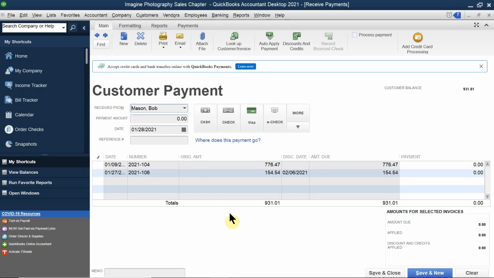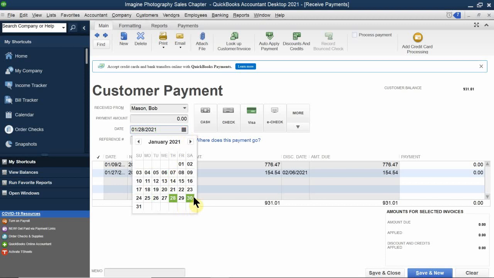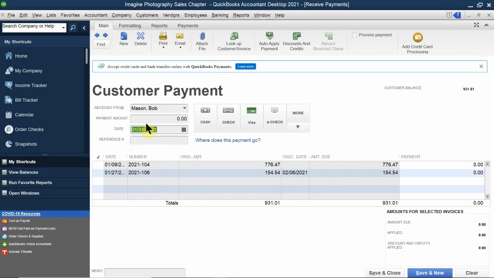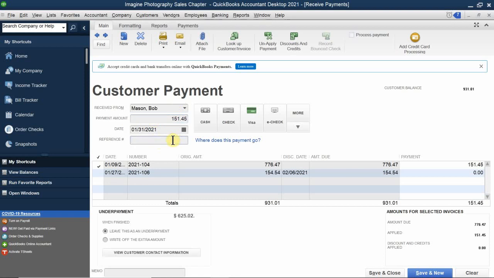Now, in this case, I have the two bills here. And let's say he did send me a check, and it was on January 31st of 2021, and he sent us a check in the amount of $151.45. Now let's take a look. Are any of those bills anywhere near that? And again, check number 5912.